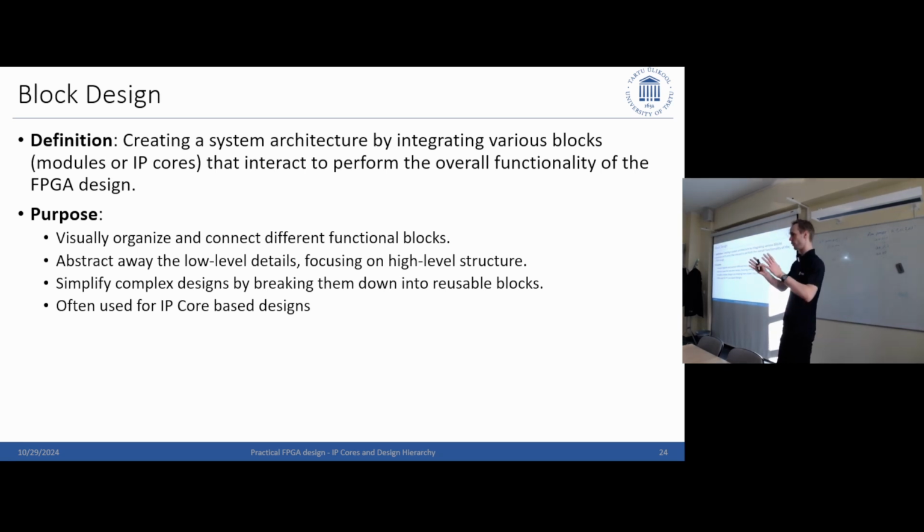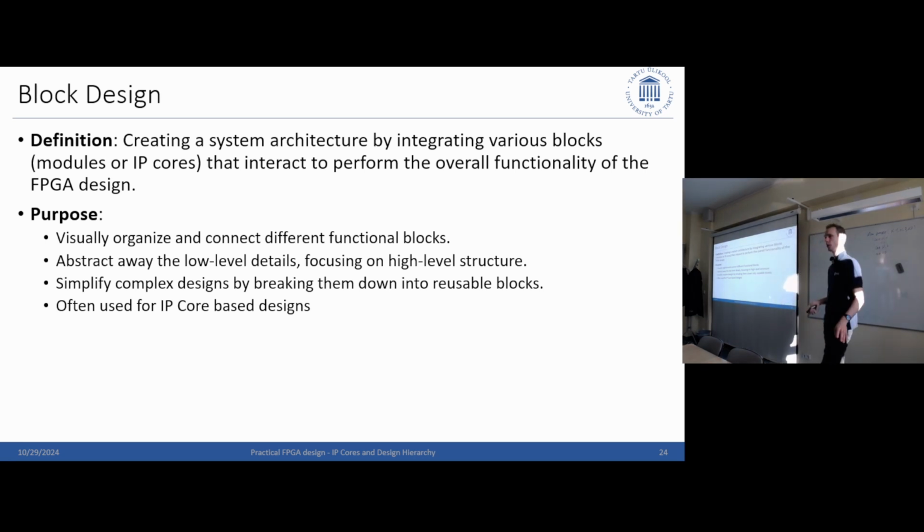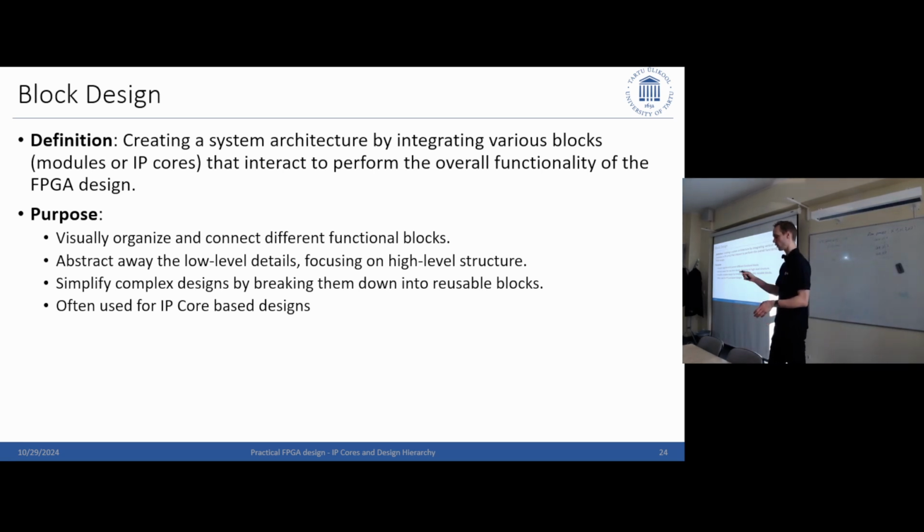And that's where the IP core naming really gets fuzzy. Then you can have multiple various blocks, modules, or IP cores in this case, and you can make them interact with each other, and then they perform the overall functionality of the FPGA design. Very useful, especially for quick design flows, when you say, I have this and this design, I want to use this.